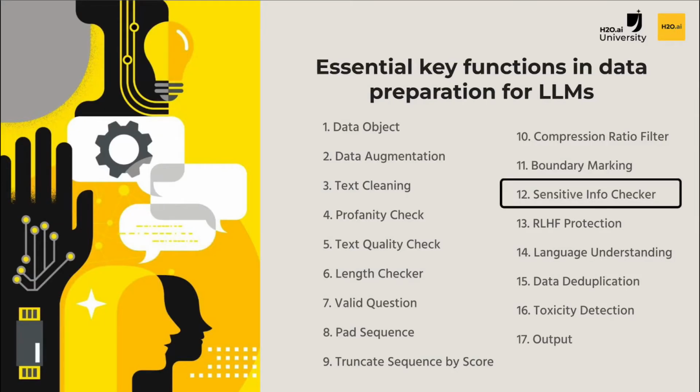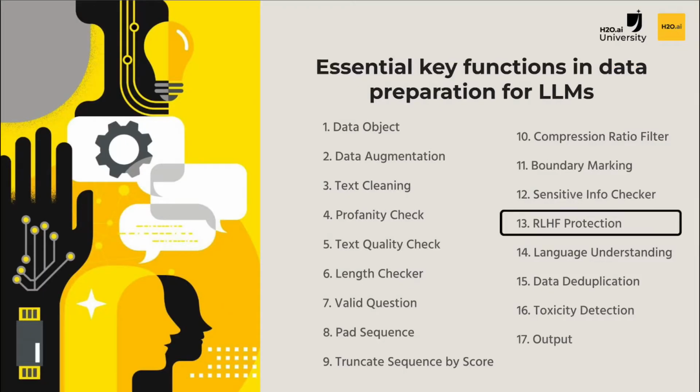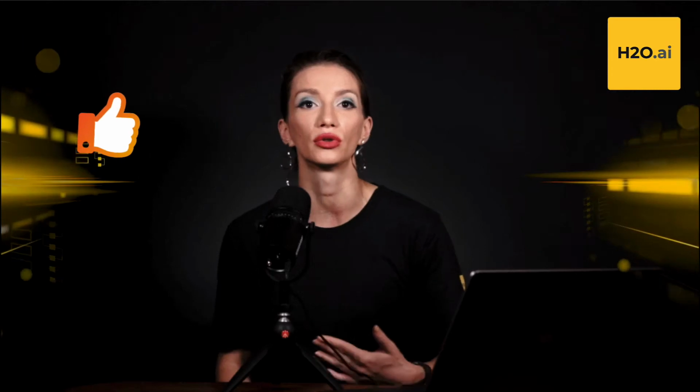Sensitive info checker. Essential for the process of fine-tuning instructions, this function plays a crucial role in detecting and excluding sensitive data, such as the removal of client credit card details, as an illustration. RLHF protection. Facilitate reinforcement learning from human feedback for all tasks with appropriate dataset appending. Example: appending additional feedback data for the model to learn from during reinforcement learning.